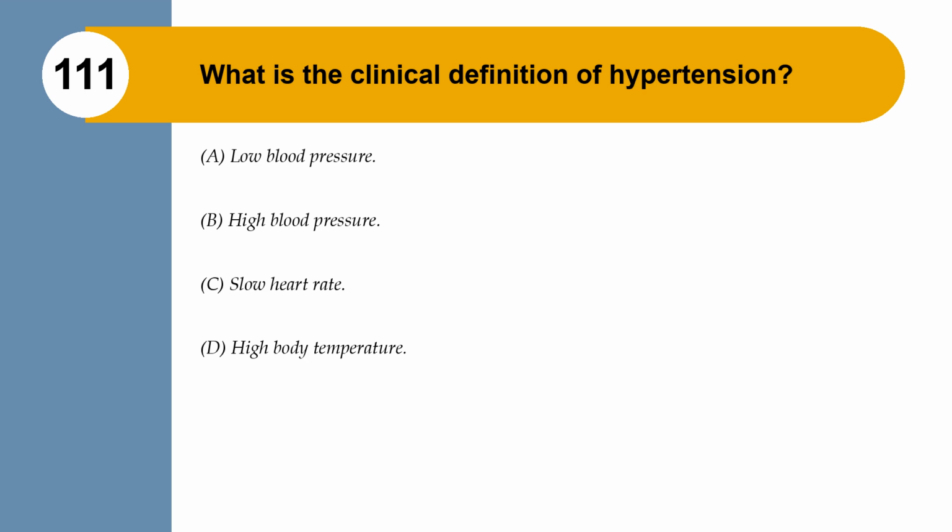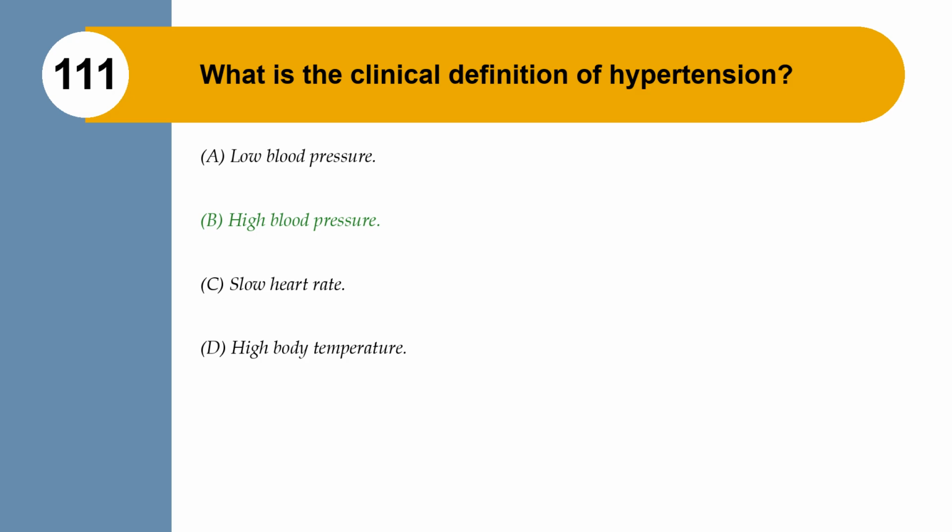Question 111. What is the clinical definition of hypotension? Option A, low blood pressure. Option B, high blood pressure. Option C, slow heart rate. Option D, high body temperature.